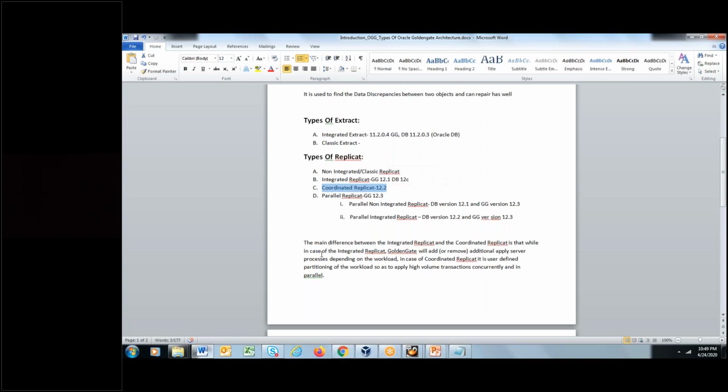Now with the introduction of parallel replicate, multiple appliers and multiple mappers can run, and the performance of parallel replicate is 5 times faster than the traditional replicate. We'll be discussing all about these types of replicates during our training session.